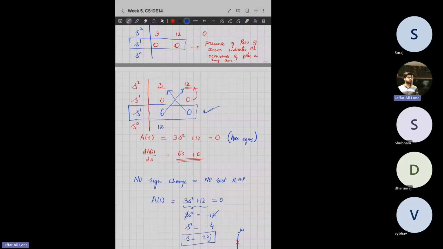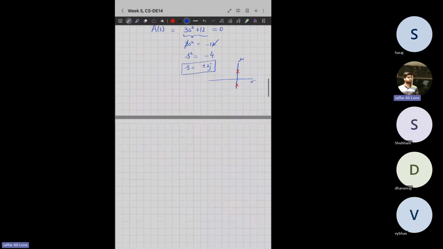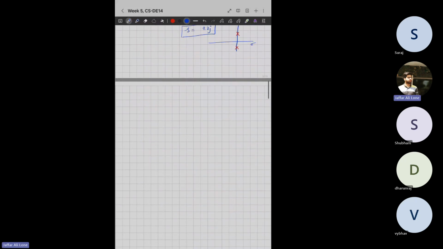So if my poles on the imaginary axis are repeated, then in that case your system can be unstable. Okay, now let's solve another question. Rows of zeros is a very important concept, and the key takeaway from this question is that the presence of a row of zeros gives the poles on the imaginary axis.